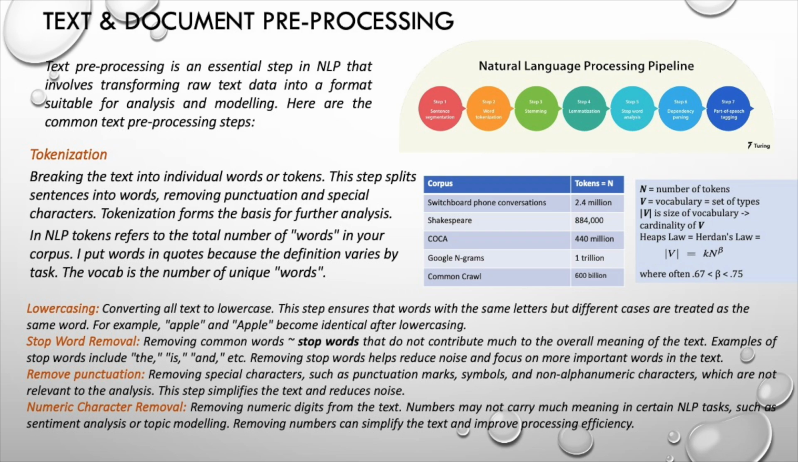Stop word removal. Removing common words, stop words, that do not contribute much to the overall meaning of the text. Examples of stop words include the, is, and, etc. Removing stop words helps reduce noise and focus on more important words in the text. Remove punctuation. Removing special characters, such as punctuation marks, symbols, and non-alphanumeric characters, which are not relevant to the analysis. This step simplifies the text and reduces noise.